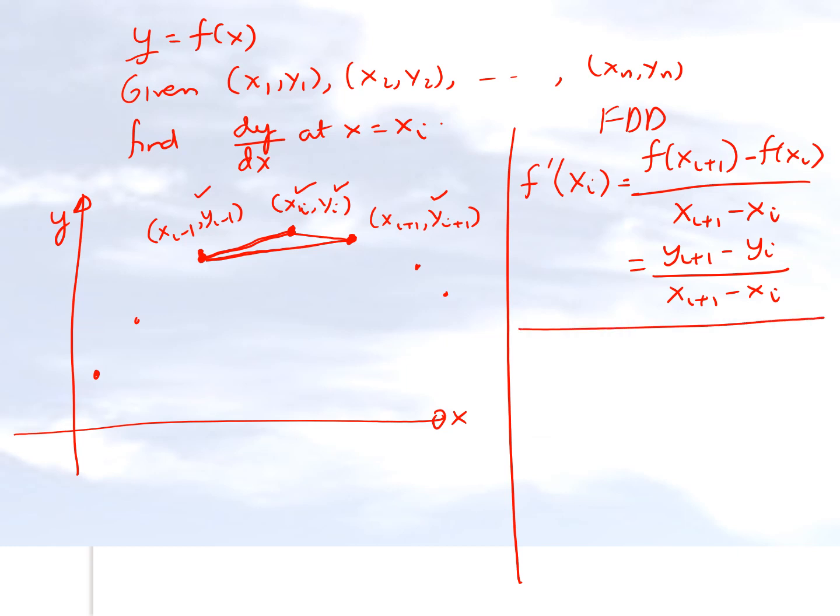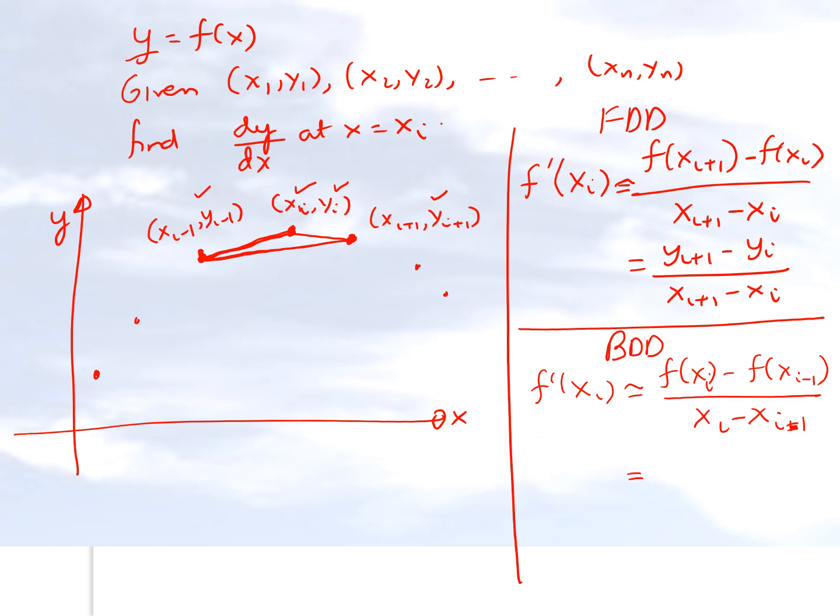Now similarly, if we want to look at the backward divided difference formula, that means that we are taking a point behind it. In that case f prime of x i will be approximately equal to the value of the function here, that is the same as saying that it is y of i minus the y at the value of x of i minus 1, divided by x of i minus x of i minus 1. So that is the backward divided difference formula.